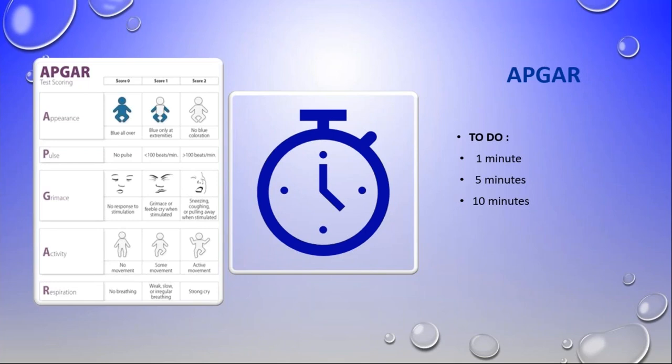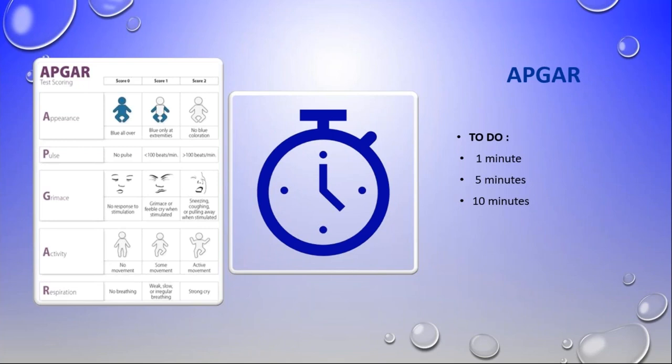This is why we like to use something like a resuscitator that has an inbuilt clock. But if you don't have that, a kitchen clock could work that just gets set at 1 minute or gets set at 5 minutes or gets set at 10 minutes. Even a cell phone could be used in this instance.